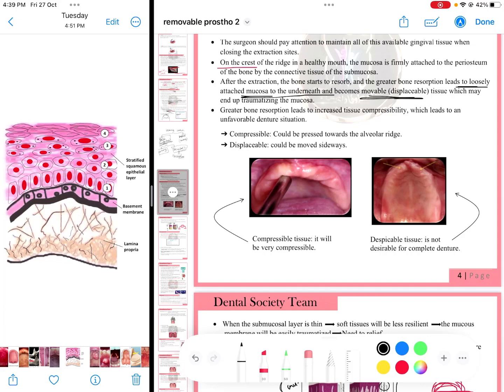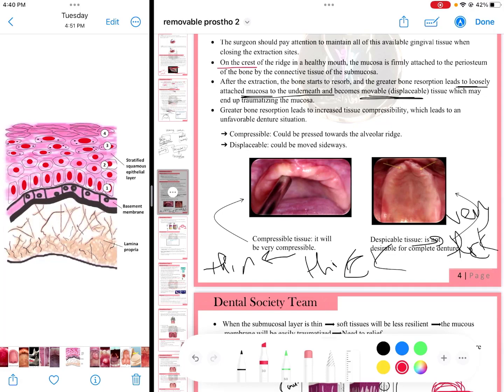What does this mean? We said that we want thick mucosa, but I also want a compromise. I don't want it to be too thick, because if it is too thick it will become displaceable, movable, and loose. And if it is thin, it will also be traumatized because it won't withstand the forces. So I don't want it very thick, and I don't want it thin. I want it to be just thick enough.